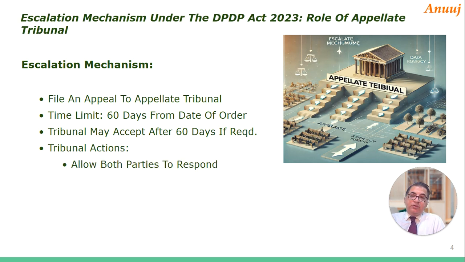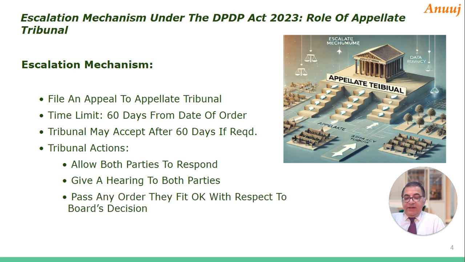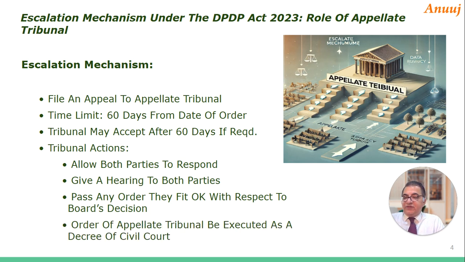The Tribunal needs to listen to both the parties. They have to allow both of them to present, give them a hearing, and then take a decision. They may say that the board decision is okay and we are finalizing the same, or they may change it, or they may cancel it and create a fresh decision altogether. That depends upon the hearing and the presentations made by both the parties. The Appellate Tribunal has to give both of them the opportunity for the same.